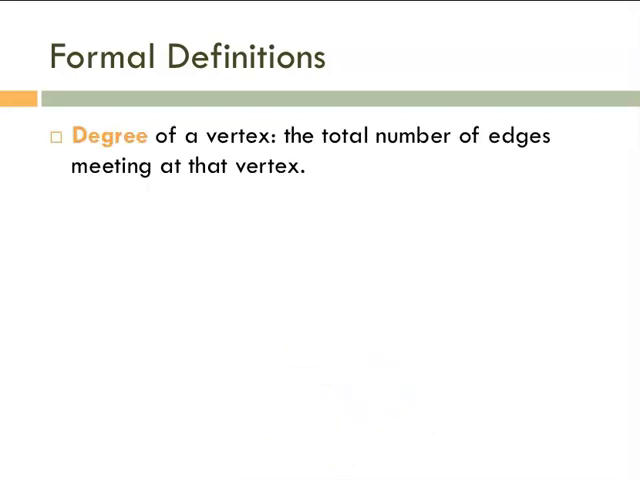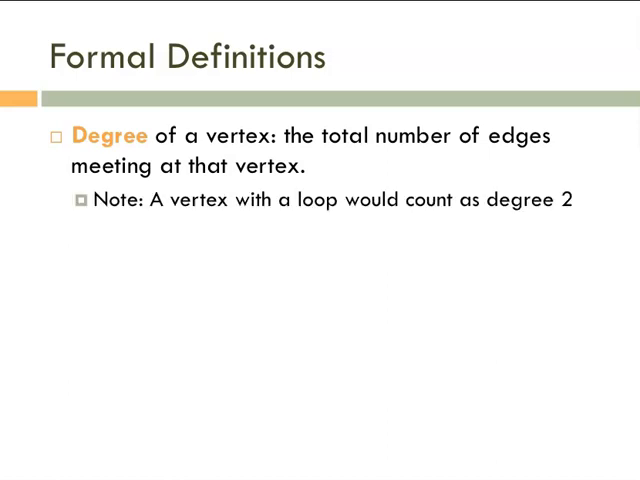A couple more formal definitions. The degree of a vertex means the total number of edges that meet at that vertex. Now note that a vertex with a loop would count as degree 2, right? Because the loop goes from the vertex back to itself, so there are technically 2 lines that come out from it.